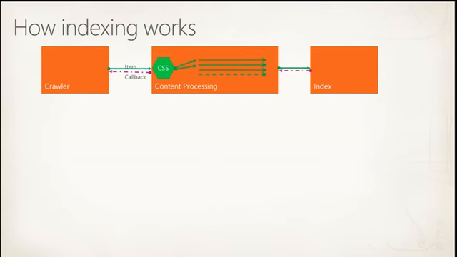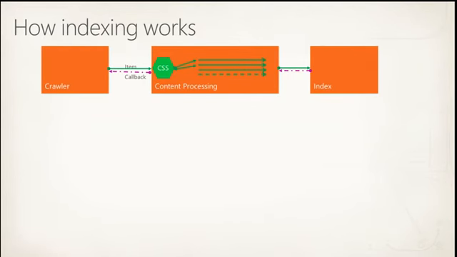So what happens during crawling? I'm not going to go into too much detail, but the crawler will pick up changes. So if you create a new document, or you modify it, delete it, or you share it with somebody else, the crawler will pick up all these changes and then queue them up. And then it will push these changes to the content processing component. Inside the content processing component, there's a service called the CSS, for the content submission service. And then it will distribute these items across a number of flows.